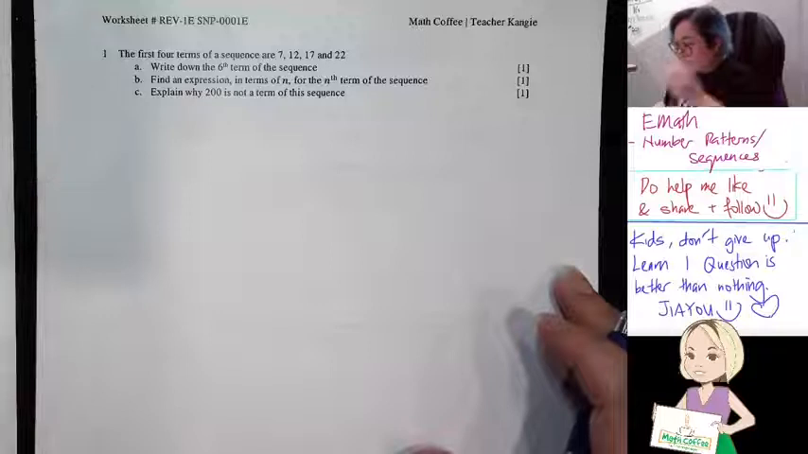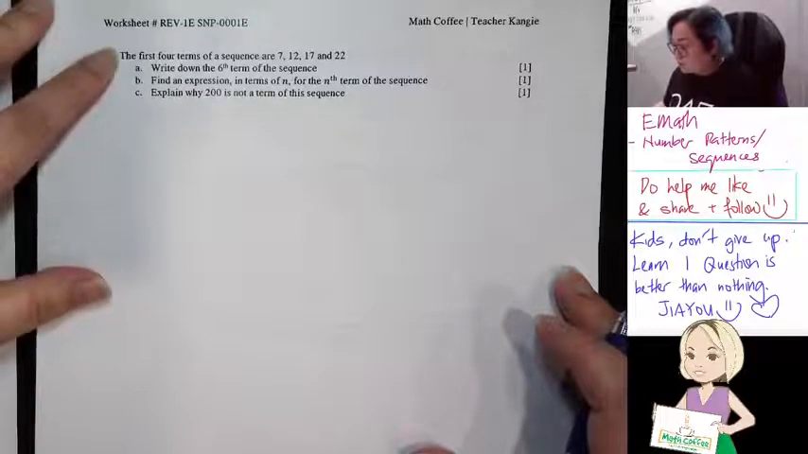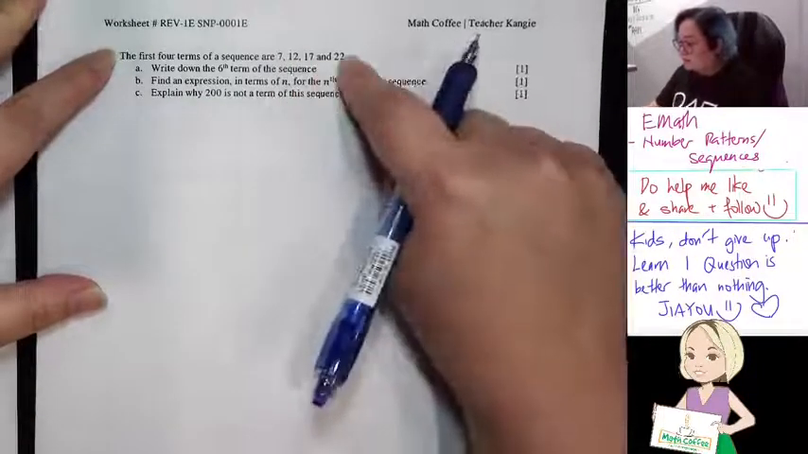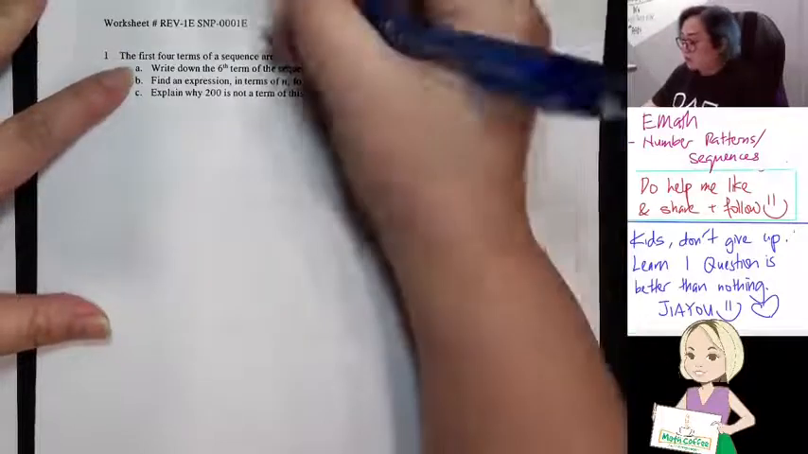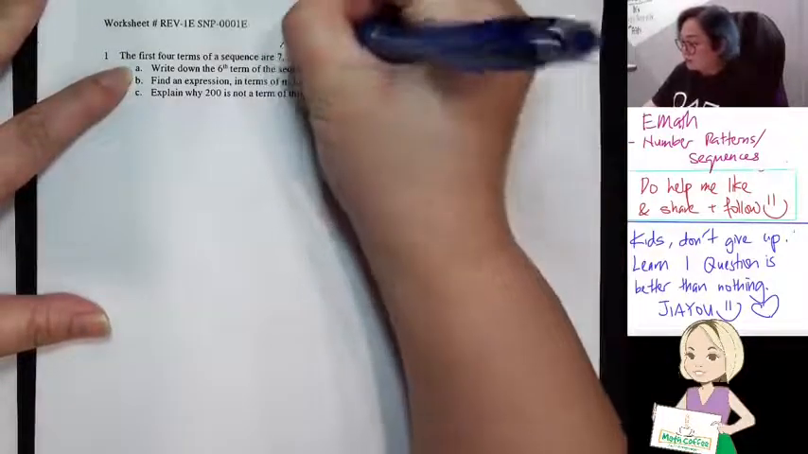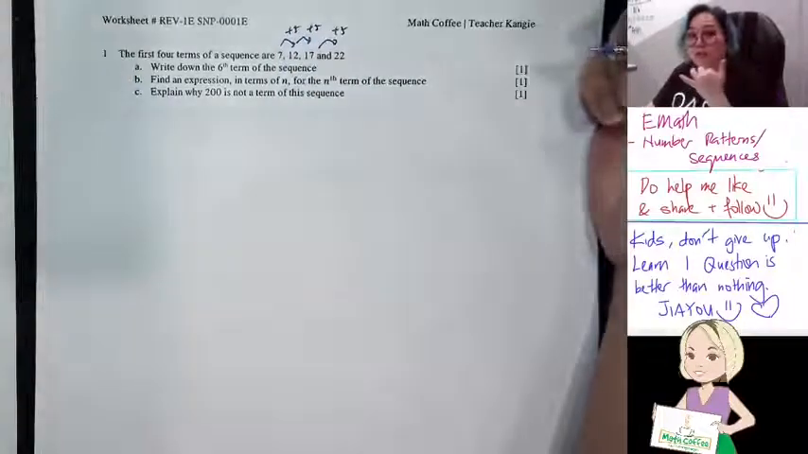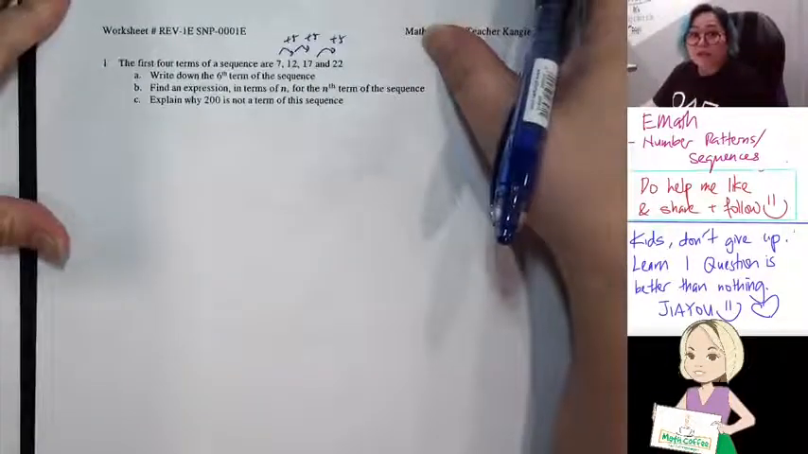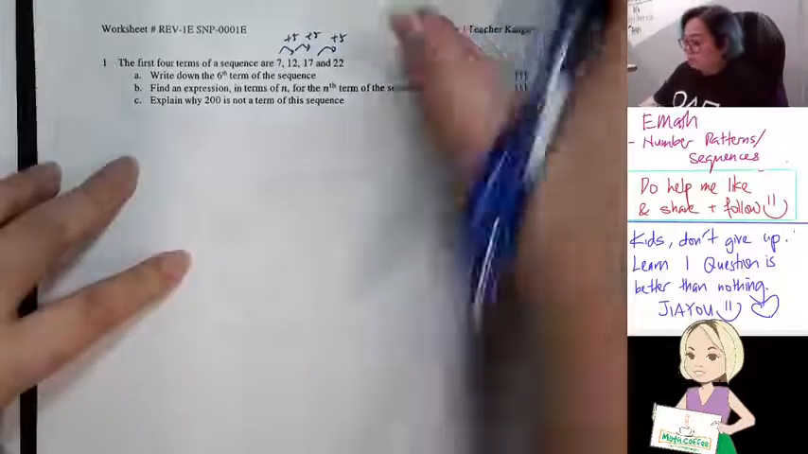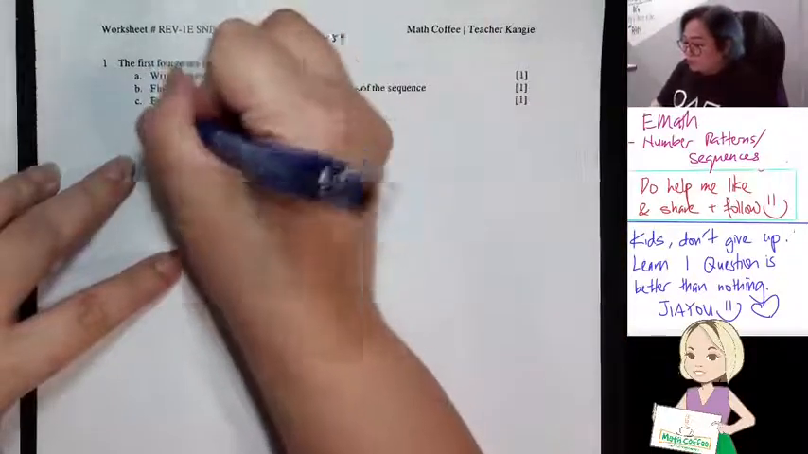Okay, yes, I did. Okay, so the first 4 terms of a sequence are 7, 12, 17, and 22. This one is very straightforward because you can see that the pattern is plus 5, and plus 5. So whenever you see that it is a simple sequence, you can straight away know what the Tn formula is. Okay, so I'm going to just find my Tn formula.